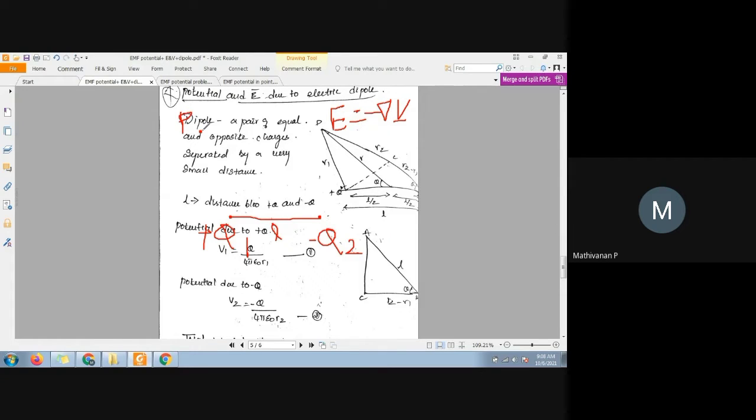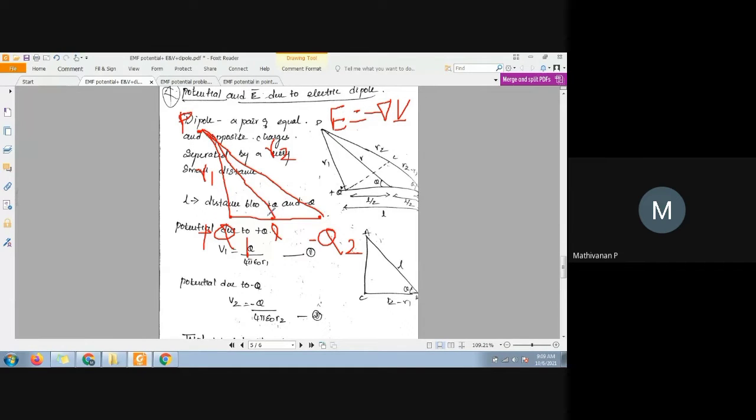So here, I am going to join point Q1 to the point P, and similarly for Q2. The distance from point P to Q1 is represented as R1. The distance from point P to Q2 is represented as R2. I am going to take a midpoint of the dipole and join it with respect to P.